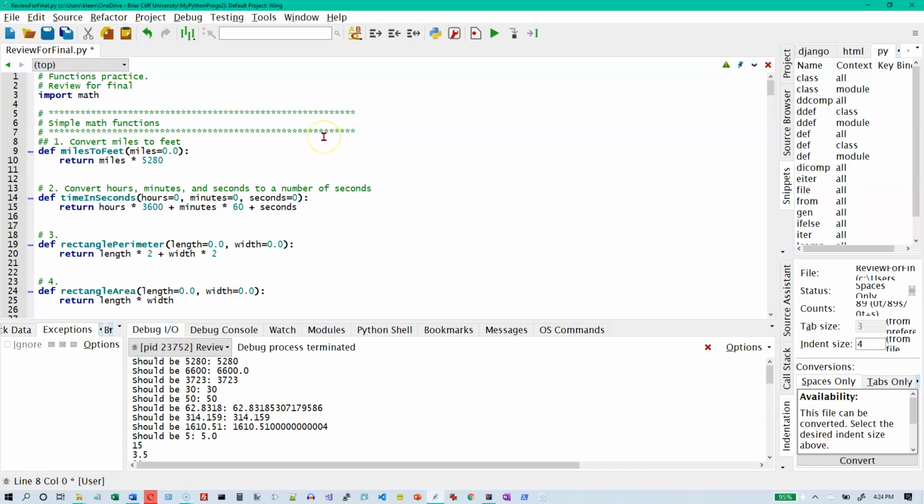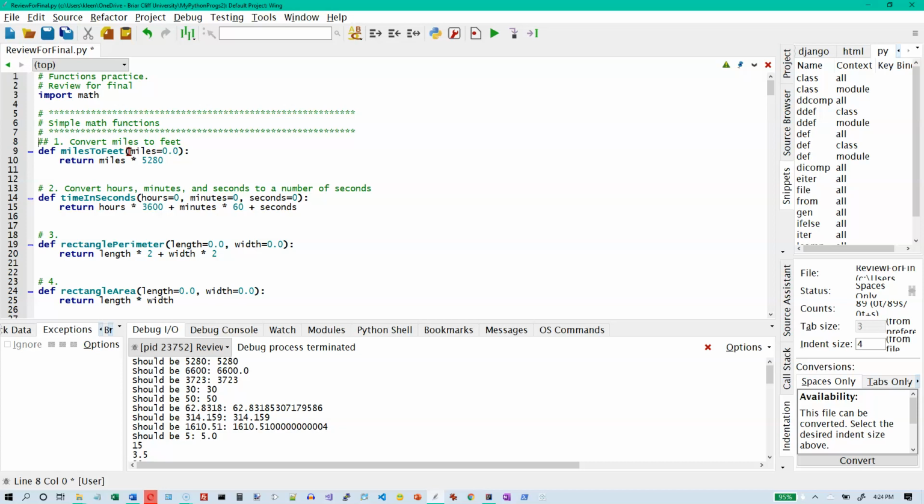Okay, we're going to take a look at these simple math functions first. These are relatively straightforward, so it shouldn't take too long to go over them. The first one was write a function called miles to feet, which would accept a number of miles and return the number of feet. Well, there's 5,280 feet in every mile, so if it's 1 mile, I want to return 5,280.